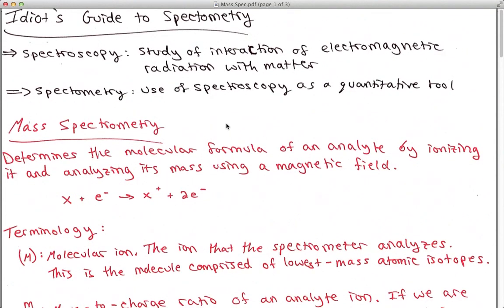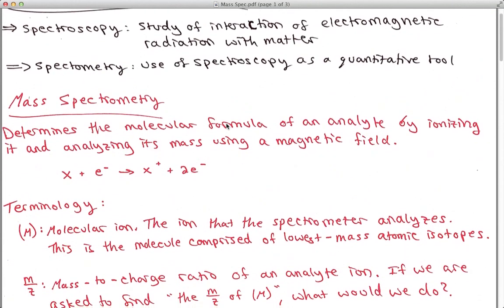So, practically speaking, spectroscopy would be the act of actually taking a sample substance, an analyte, and running tests on it using a spectroscopy machine, whether it's mass spec, IR spec, or NMR. And then spectrometry would be taking that data and using it to make conclusions about the molecule.